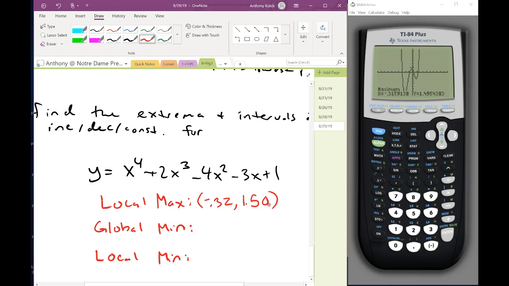So keep in mind, what I've written here is an ordered pair. That's an x-coordinate and a y-coordinate, not an interval, even though it looks the same as a notation.